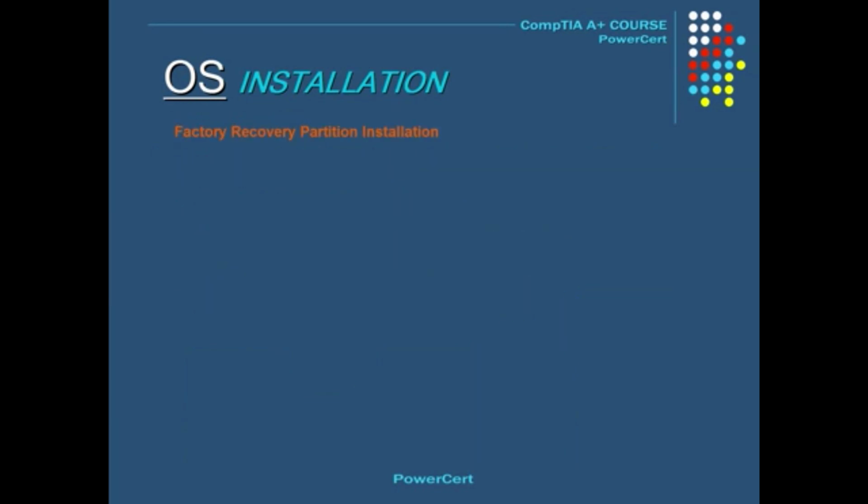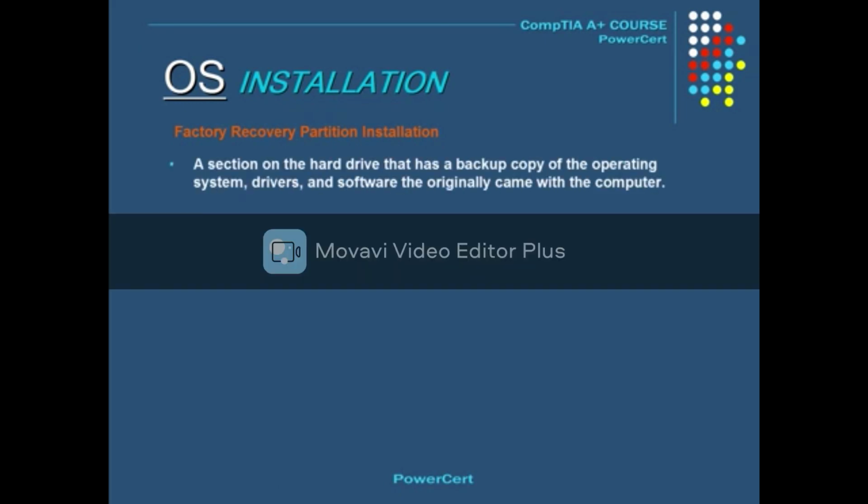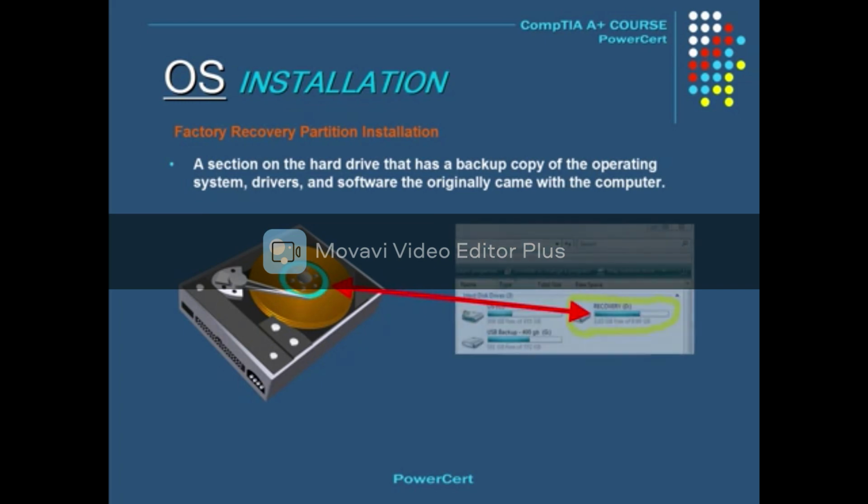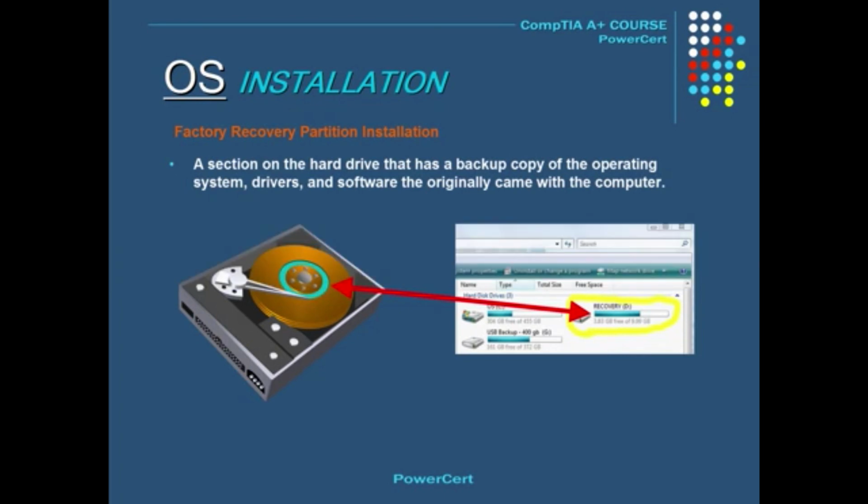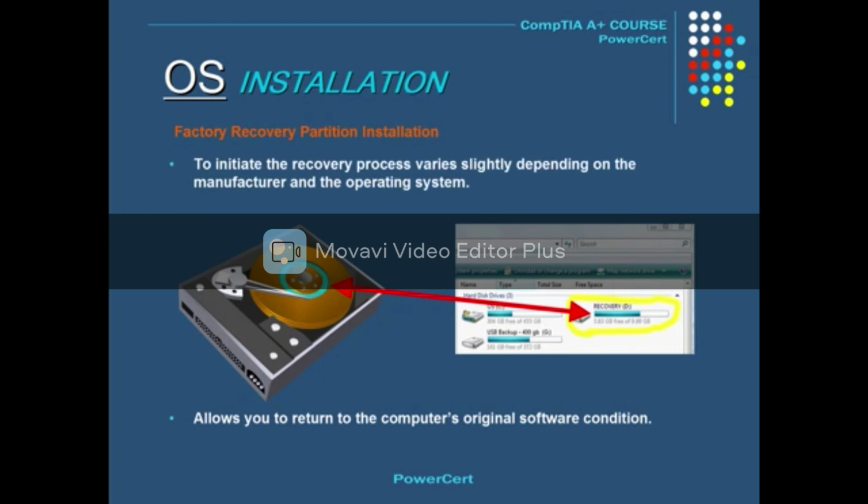Another method of installing the operating system is by using the factory recovery partition. The recovery partition is a section on your hard drive that has a backup copy of the operating system, drivers, and software that originally came with a computer from the manufacturer. It allows you to return to the computer's original condition to when you first purchased the computer. Initiating the recovery process by accessing the recovery partition varies slightly depending on the manufacturer and the operating system.